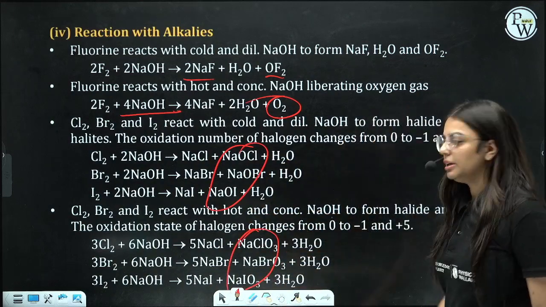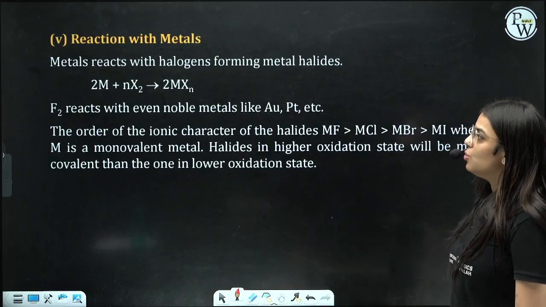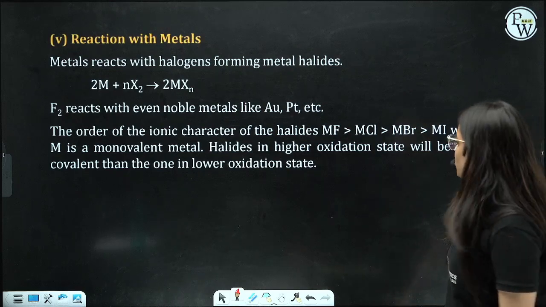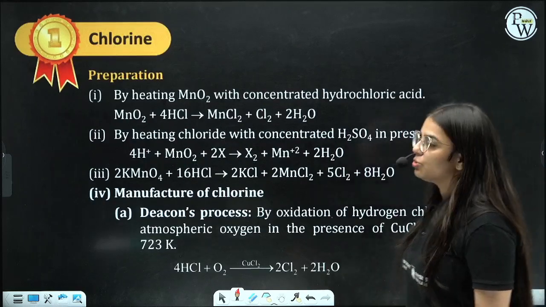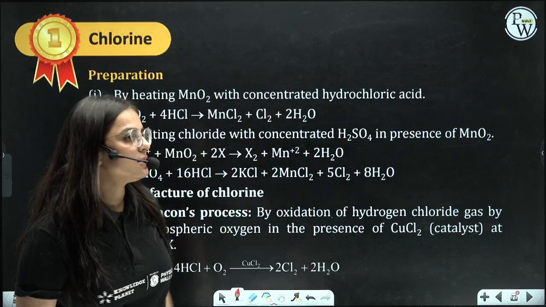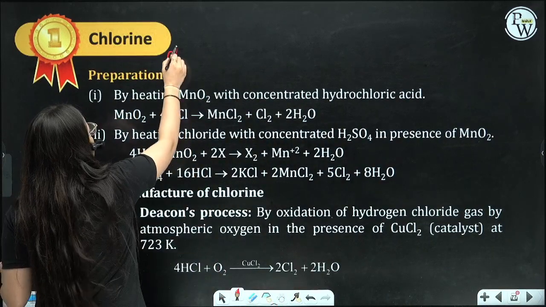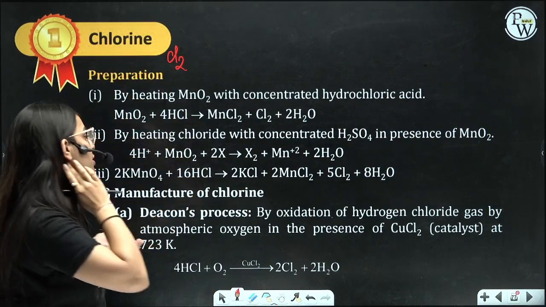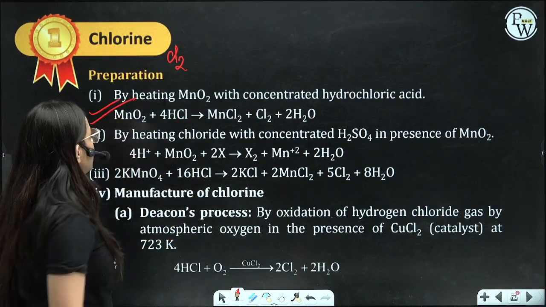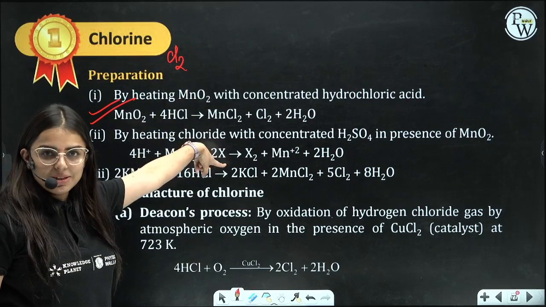Clear? Now with metals, they can form metal halides, very simple, students. Coming to the very first compound, we have chlorine with us, that is Cl2. What is chlorine? It exists in diatomic form, Cl2. How can you prepare it? A very, very important reaction: when MnO2 reacts with HCl, it will produce MnCl2 plus Cl2.